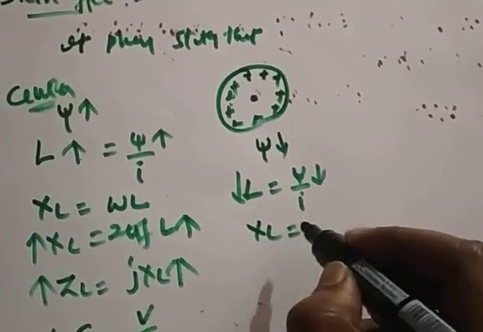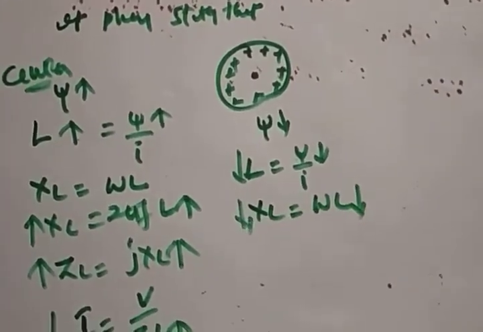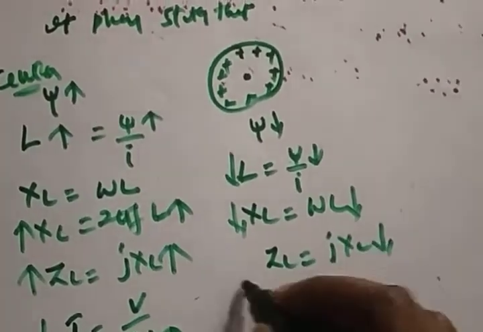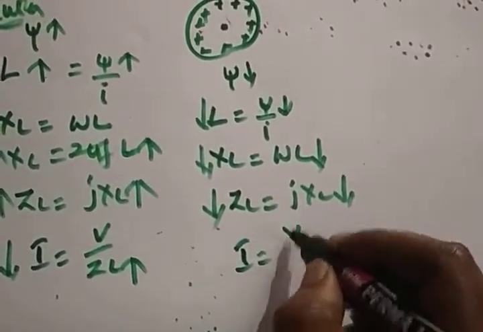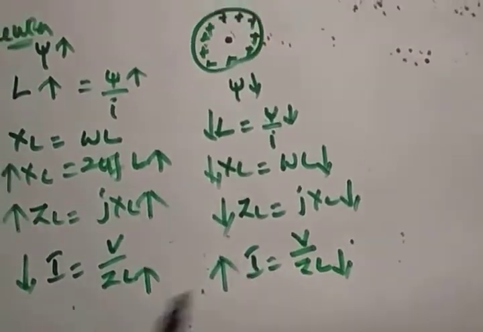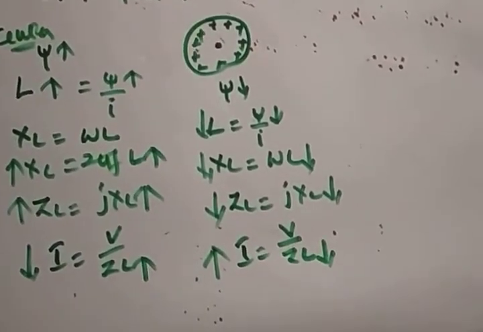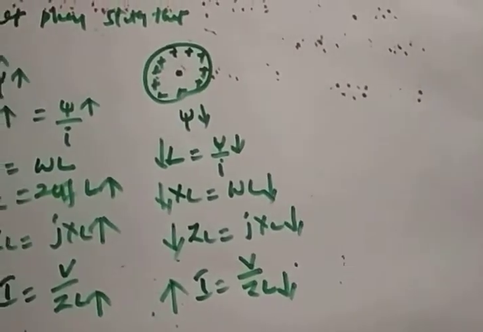If inductance is less, inductive reactance, omega L, is less. If inductive reactance is less, ZL, which is jXL, is less. If the inductive impedance is less, what about the current? ZL is reducing, so the current is increasing. So at the surface of the conductor, you get the maximum current. This non-uniform current distribution over a single conductor is what we call the skin effect.